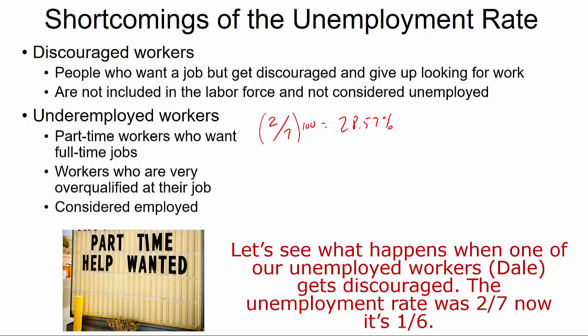But what if Dale gets discouraged? He's no longer considered unemployed, so the number unemployed drops to 1. And then he also drops out of the labor force, so the labor force drops to 6. When that happens, the unemployment rate's going to go down. Okay? Just the existence of the discouraged worker dropped the unemployment rate by 12 percentage points. And some people would look at that and say, oh, good, the economy got better. But did it really get better? It didn't. And so that's one of the shortcomings of the unemployment rate, and we have to consider that.